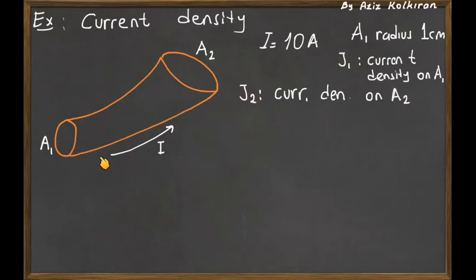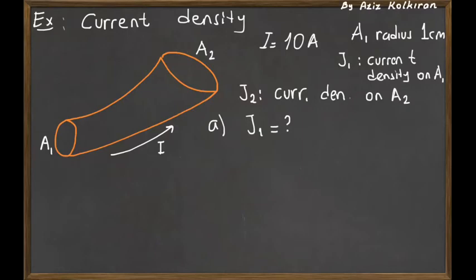And since the total current through A1 is given as 10 amperes, then the current density that flows through A1 is nothing but 10 amperes divided by the area of this cross section, A1. And you can similarly find the current density that flows through A2. It is again just 10 amperes because the current is not changing when it flows through this conductor. The only thing changing is the cross section area. Of course, if the cross section area is changing, then the current density through this cross section area will be changing. So for this end, the current density will be the same current value, 10 amperes, divided by A2, the cross section area of this end.